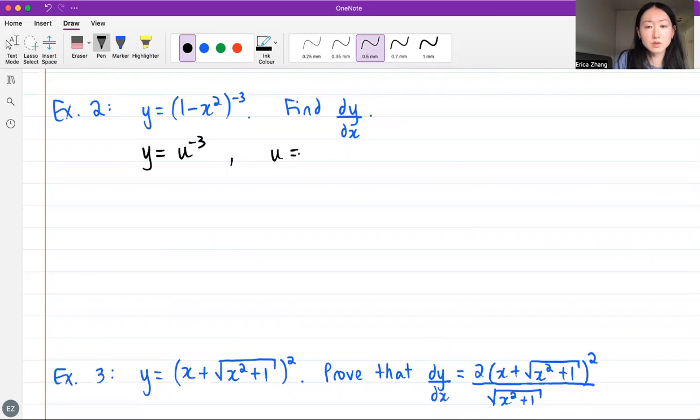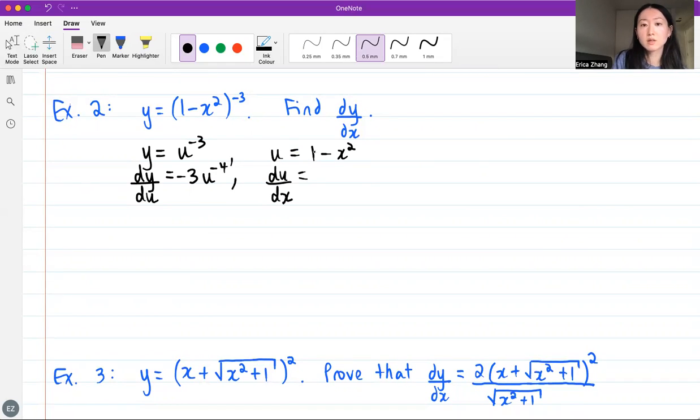u is equal to 1 minus x squared. The derivative of y with respect to u is equal to -3 multiplied by u to the power of -3 minus 1, which is -4. And then the derivative of u with respect to x: the derivative of a constant is 0. And then over here, the negative sign stays, and then we apply the power rule. So 2 times x to the power of 2 minus 1, which is 1.